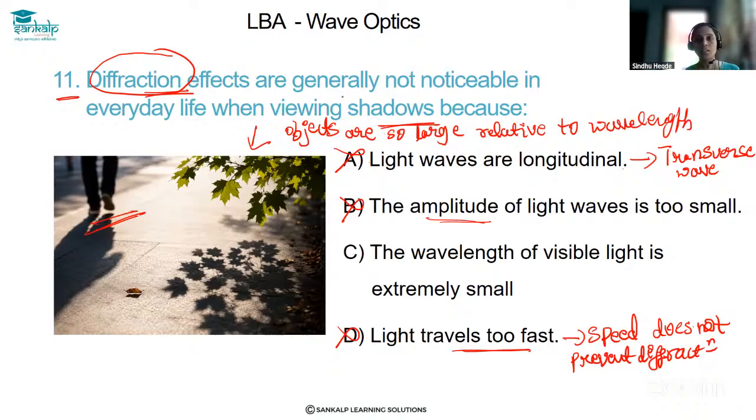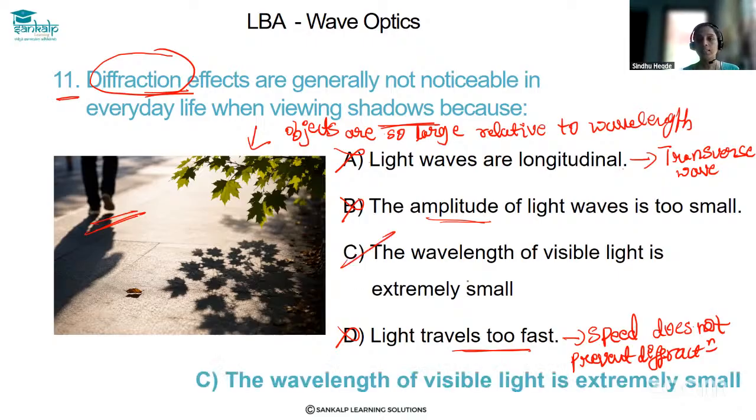Hence, we cannot notice the diffraction pattern in our everyday life when viewing shadows. So, the correct option is option C. The wavelength of visible light is extremely small as compared to object size. Because these objects are so large relative to wavelength, we cannot notice the diffraction phenomena in our everyday life when viewing shadows. So, C is the correct option.